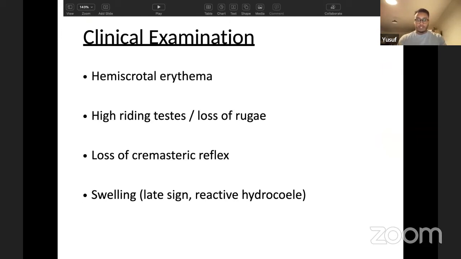And you can also get swelling, which is a late sign, and it's usually because you've got a reactive hydrocele, and that means that this has probably been going on for quite a while, and you'd be really worried about the viability of the testis at that point.